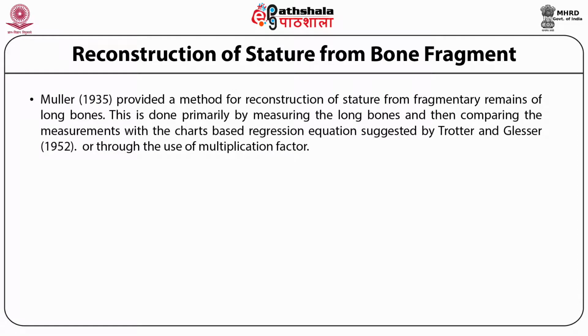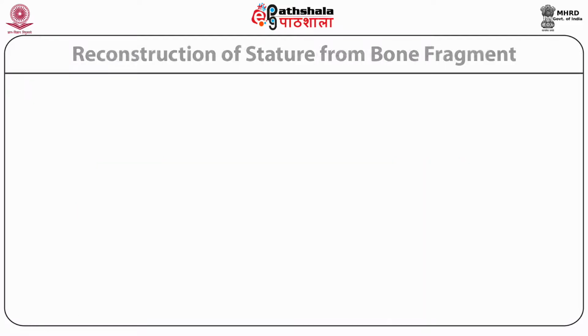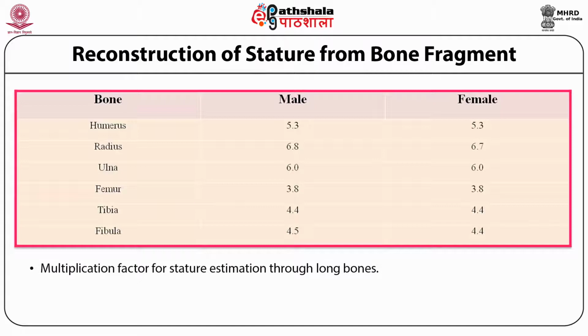In 1935, Muller provided a method for reconstruction of stature from fragmentary remains of long bones. This is done primarily by measuring the long bones and then comparing the measurements with charts based on regression equations or through the use of a multiplication factor. The stature of a person is equal to the maximum length of the long bone multiplied by the multiplication factor. The diagram shows the measurement of stature from the long bones through the osteometric board. The presented table shows the multiplication factor for stature estimation through long bones.